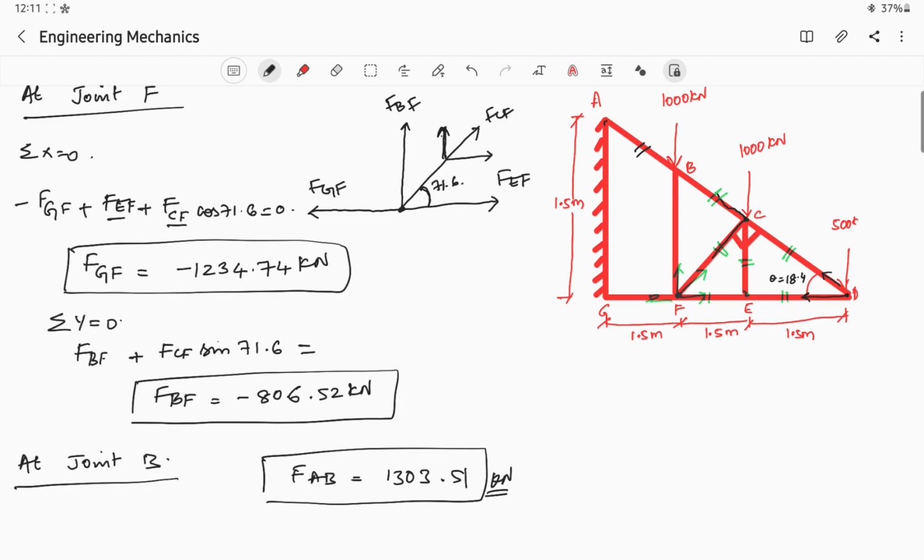So in the next class we'll take up the last topic, that is dynamics. From next class onwards we'll be dealing with dynamics. So what do you mean by dynamics? Dynamics is the part of mechanics in which we study the body under motion. We have different parts, that is kinetics and kinematics. All those things we'll see in the upcoming class.